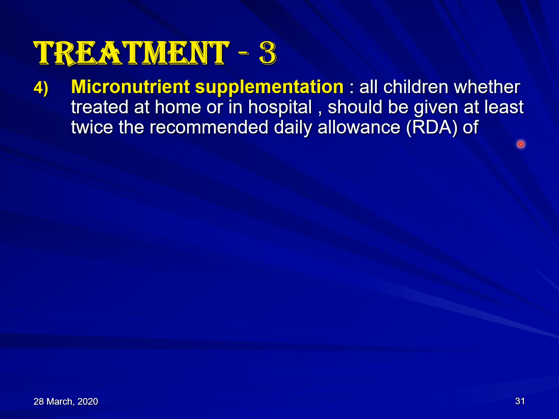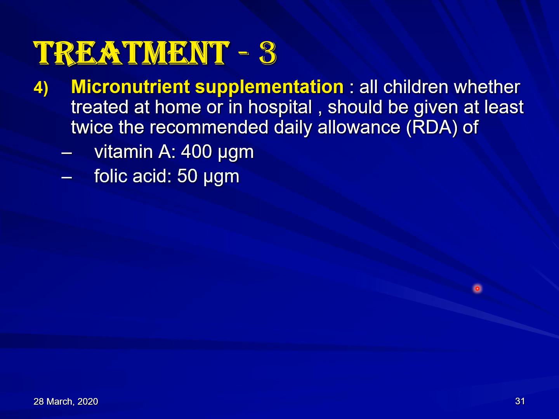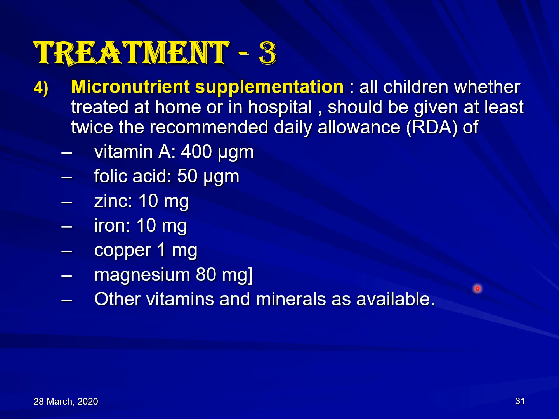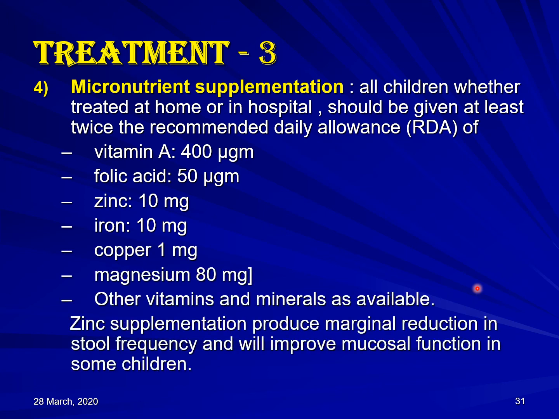Micronutrient supplementation. All children, whether treated at home or in the hospital, should receive twice the recommended daily allowance. The recommended daily allowance includes vitamin A 400 microgram, folic acid, zinc, iron, copper, and others. Zinc supplementation produces a marginal reduction in stool frequency and will improve mucosal function in some children. Actually, they found that it is important for the healing of the intestinal mucosa.